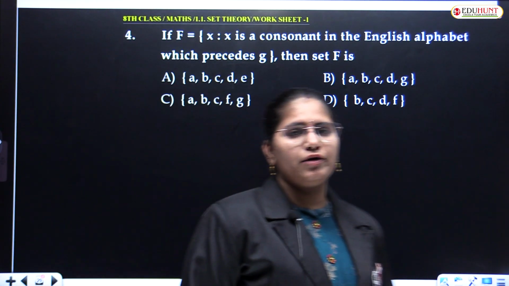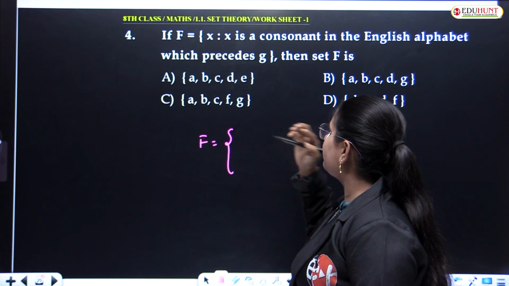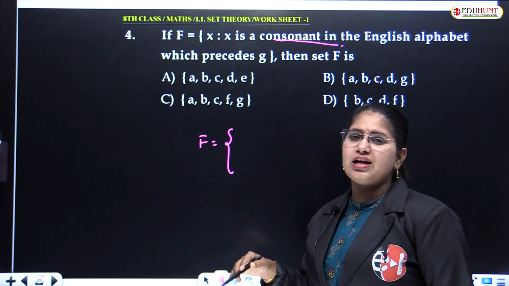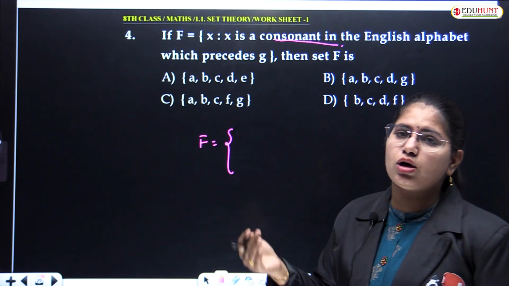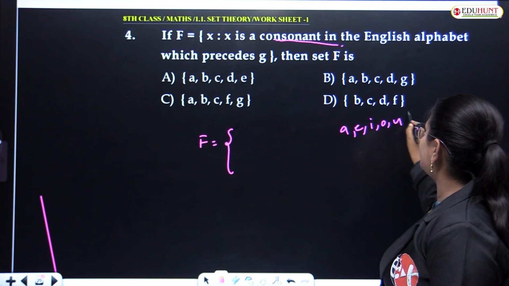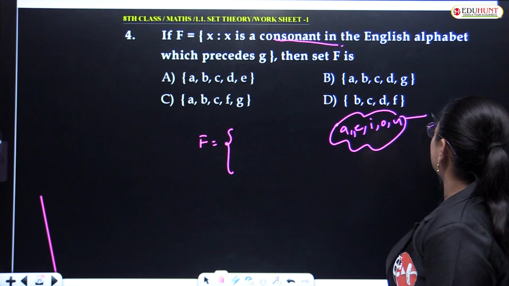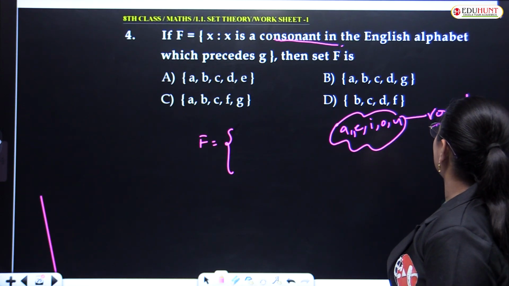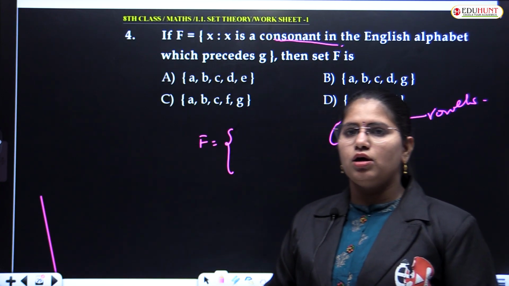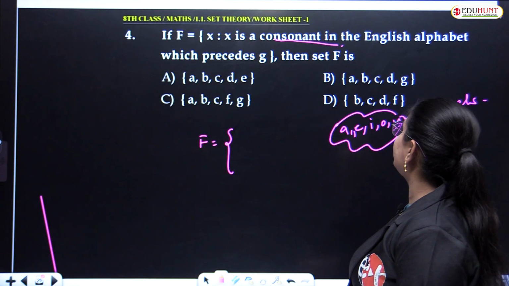So what is my next question? If capital F is equal to X, X is a consonant. We have 26 letters, out of which A, E, I, O, U are vowels. And the rest of all the letters, we have 21 consonants. You are very much familiar with this, right?